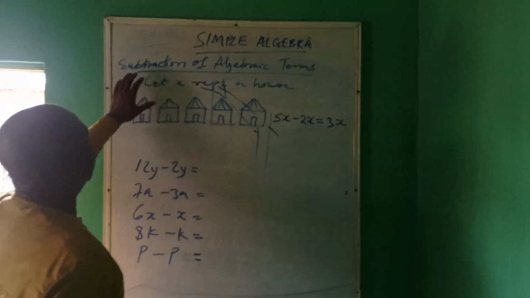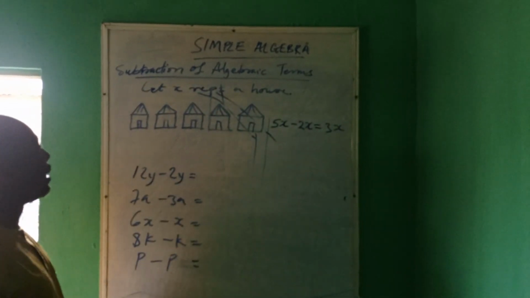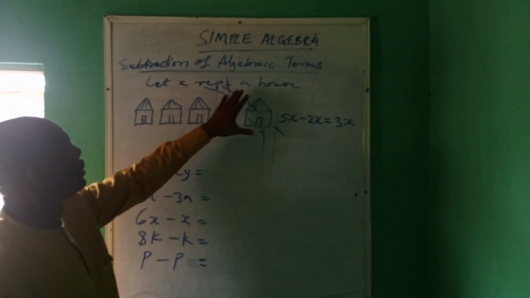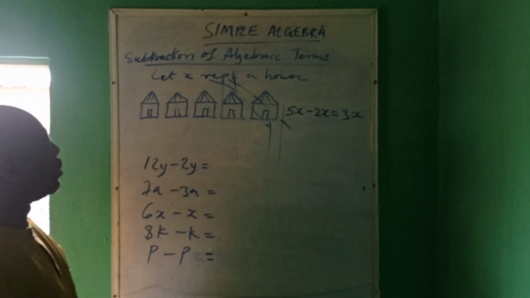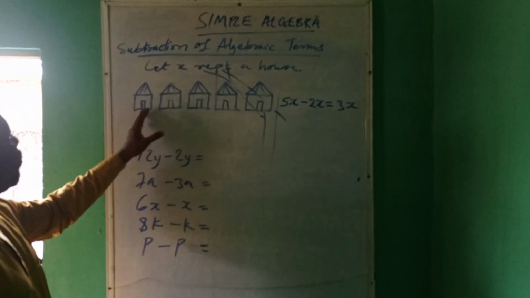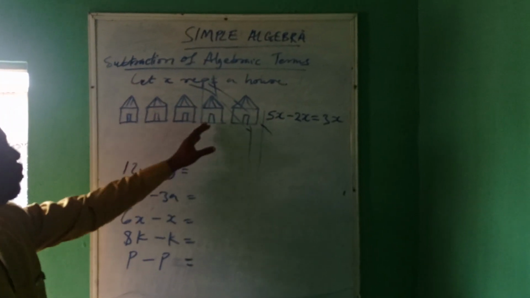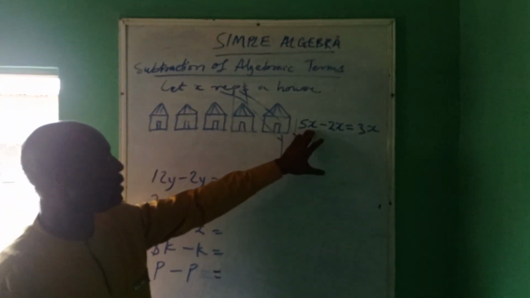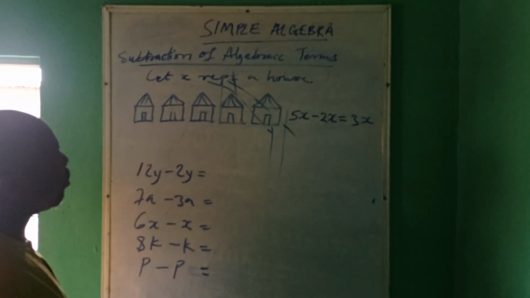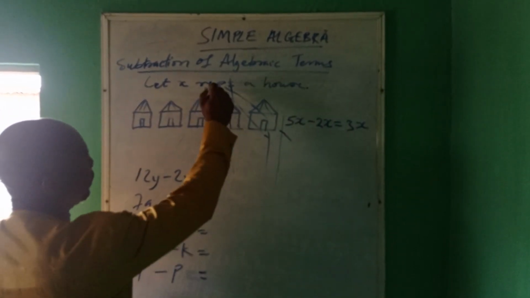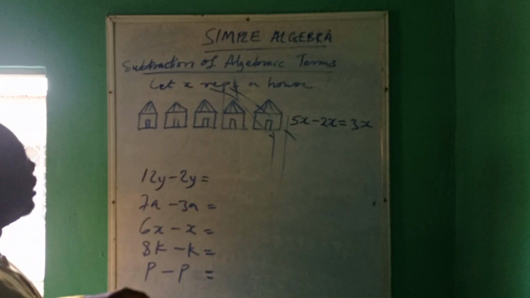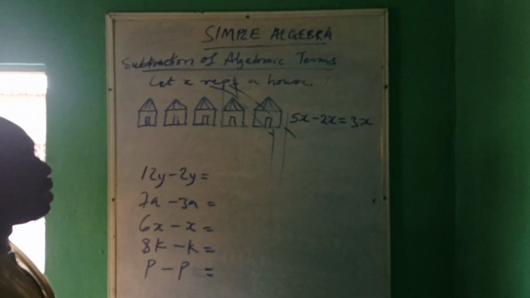Okay, this is subtraction of algebraic terms. We say at this point, let x represent a house. These are the houses. We have 5 houses here: 1, 2, 3, 4, 5. I will have 5x. And if you look at this diagram, you find out that these two houses are under the high tension. You can see something is high tension. And let's say the government now decided that these two houses should be pulled down.